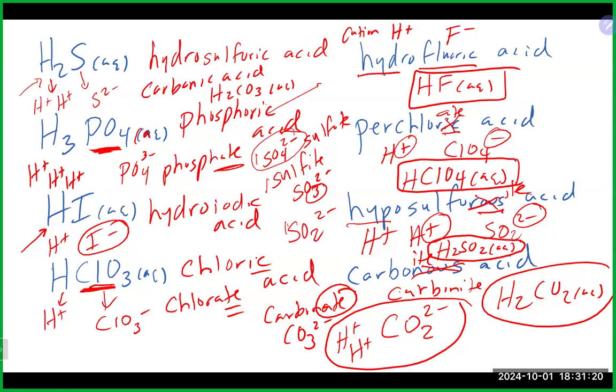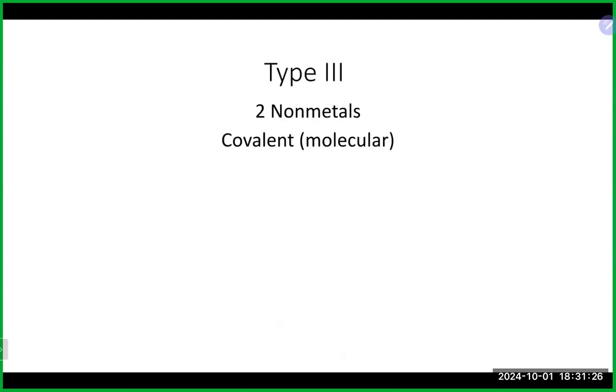All right, let's talk about naming. We're going to talk about now type 3 compounds. And type 3 compounds are different than everything we've been talking about up to this point. Pretty much type 3 compounds are covalent, molecular compounds. These are our two nonmetals together. This is our sharing of electrons here. So this is what's happening here.